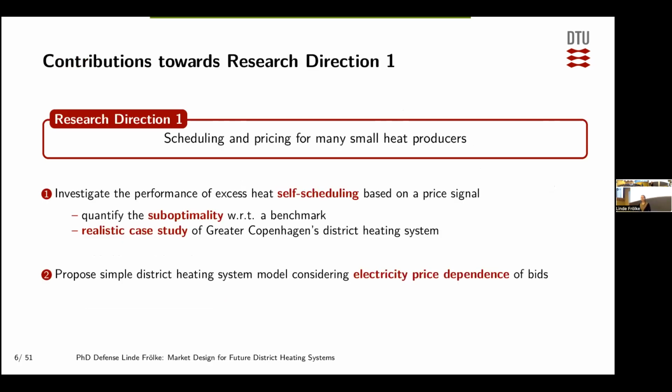Towards this first research direction, we investigate the performance of an alternative to direct market participation of a specific type of these small new heat producers, namely excess heat producers. And the alternative that we study is self-scheduling based on a price signal. In this work, we quantify the suboptimality of this self-scheduling method with respect to a benchmark. And we do that in a realistic case study of the Greater Copenhagen district heating system. Another contribution in this work is that we propose a quite simple district heating system model while still considering electricity price dependence of the bids.